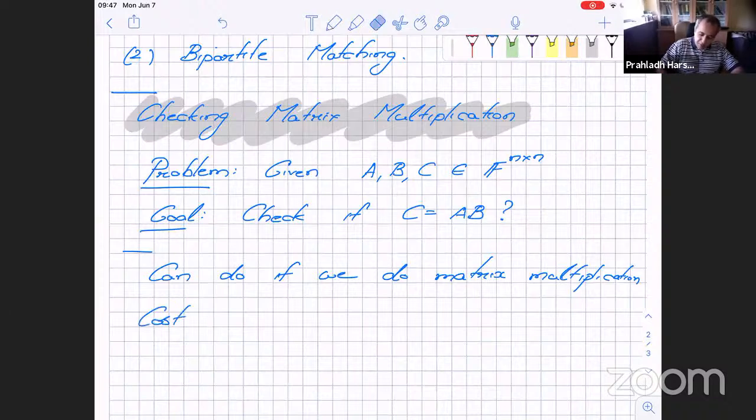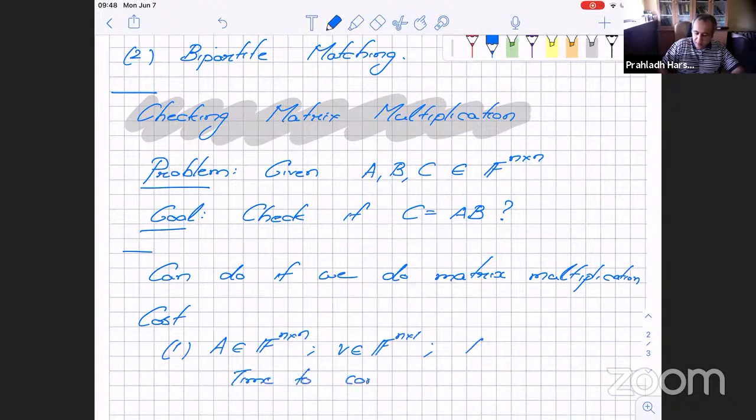Even before the cost of matrix multiplication, let's ask a more basic question. If A is in F^(n cross n) and v is a vector in F^(n cross 1), how much time does it take to compute Av? I want to compute this vector Av. How much time will it take you?